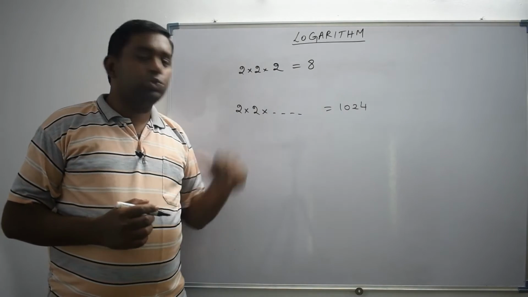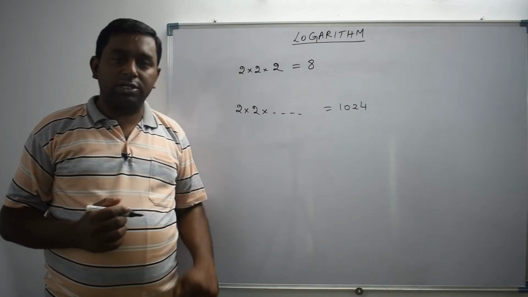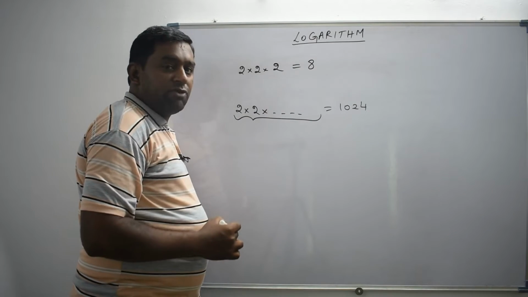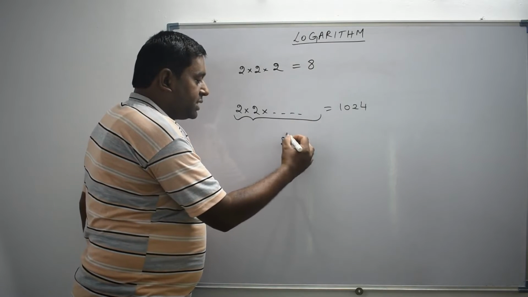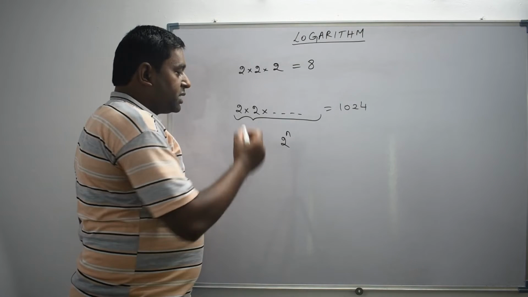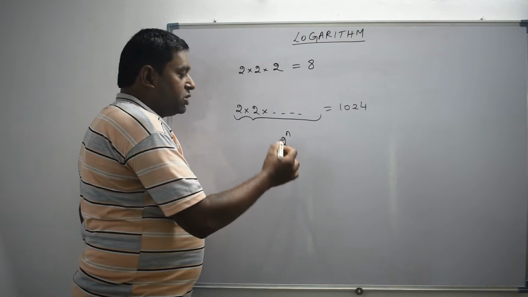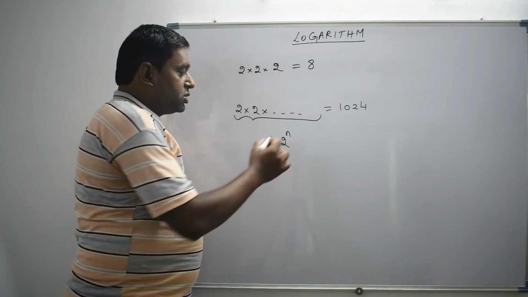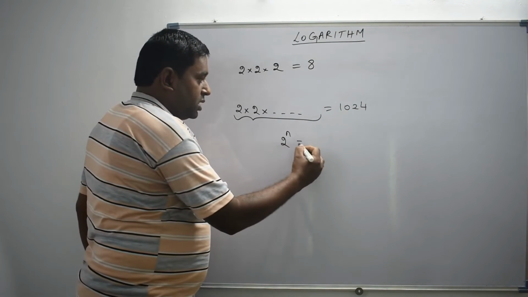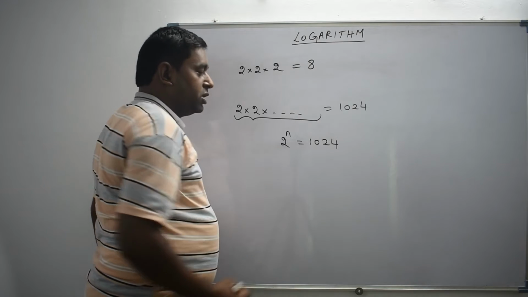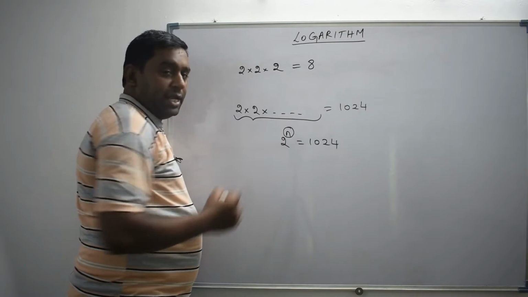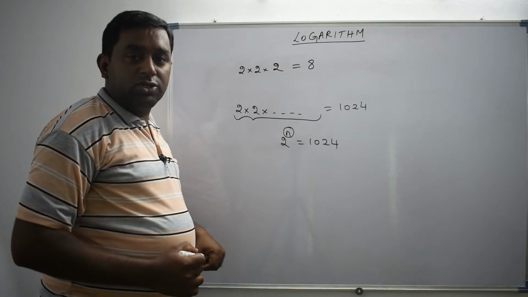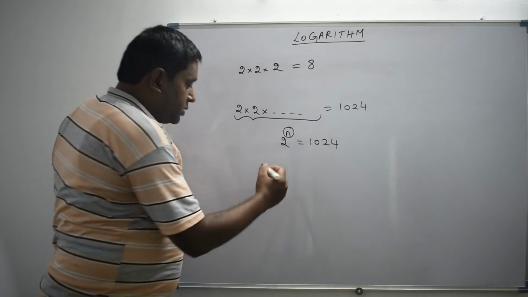How can we write this in terms of logarithm? Let me assume 2 has to be multiplied by itself n number of times. So we can write this as 2 power n. Because 2 is multiplied by itself, 2 is the base. 2 is multiplied by itself n number of times, so n becomes the exponent, equal to 1024. Now my aim is to get the value of n. To get the value of n, we have to write this equation using logarithm. How? Let us see.